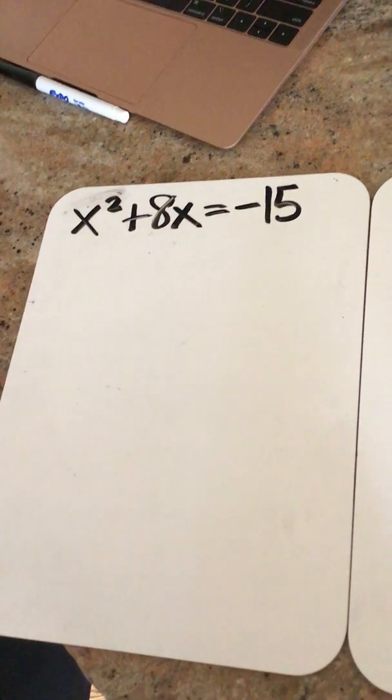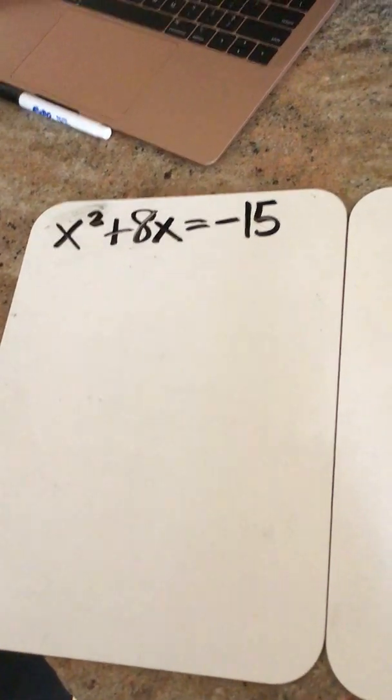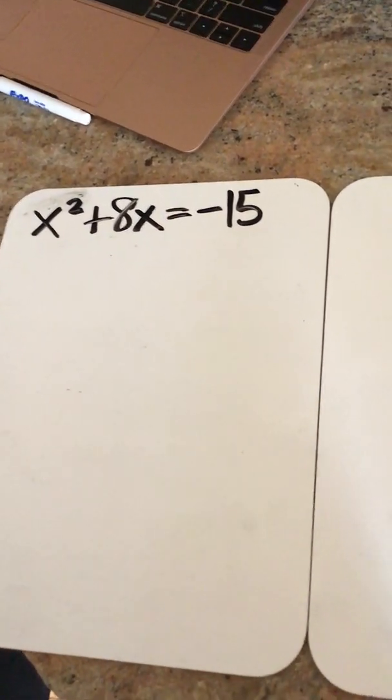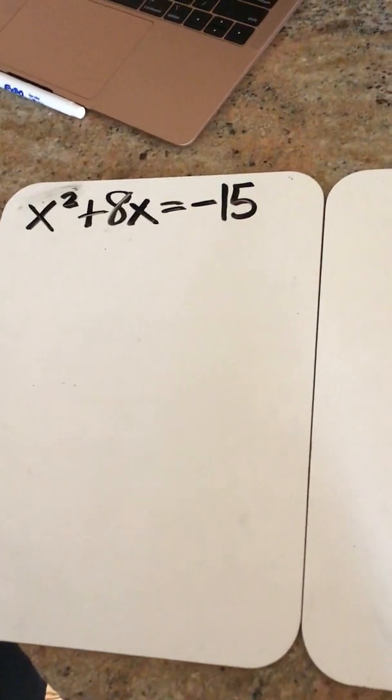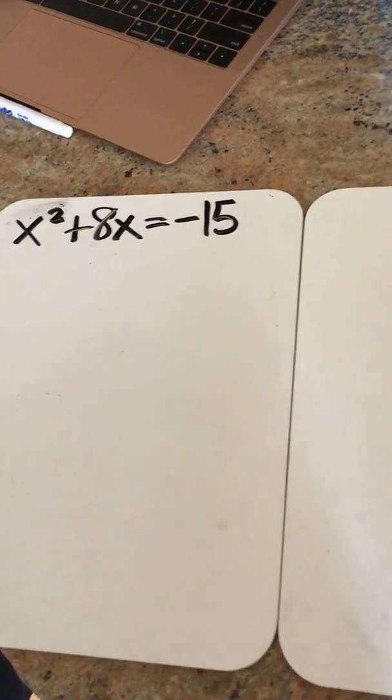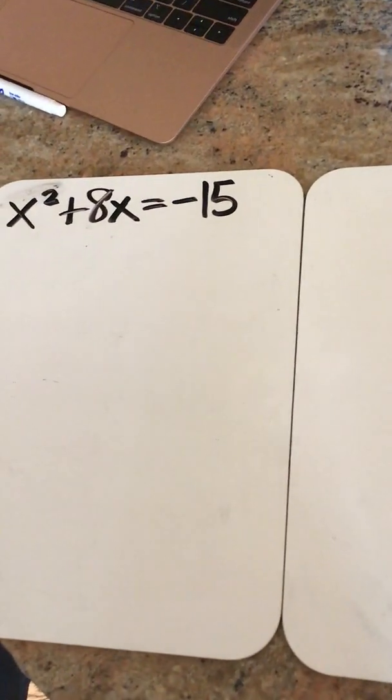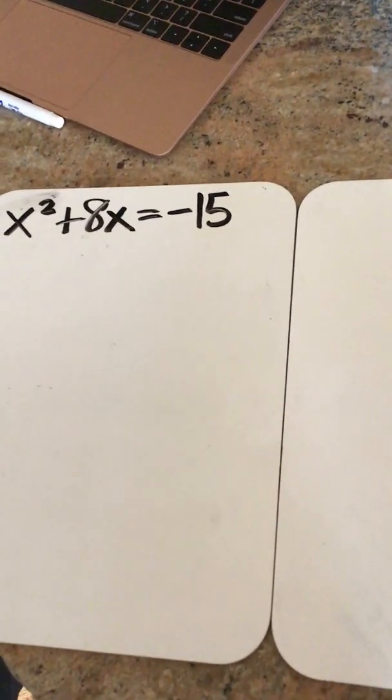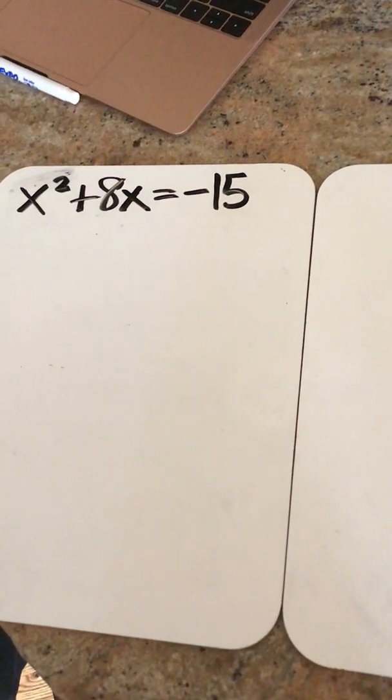This is just a bit of a review. You're going to be solving some equations today, some quadratic equations. Please remember, so far you have learned two ways to solve these, by factoring or by doing the quadratic formula. For both of those ways, you have to have your equation in standard form with 0 on one side.